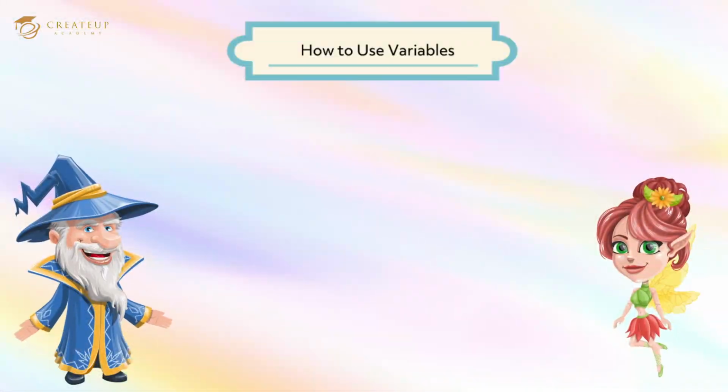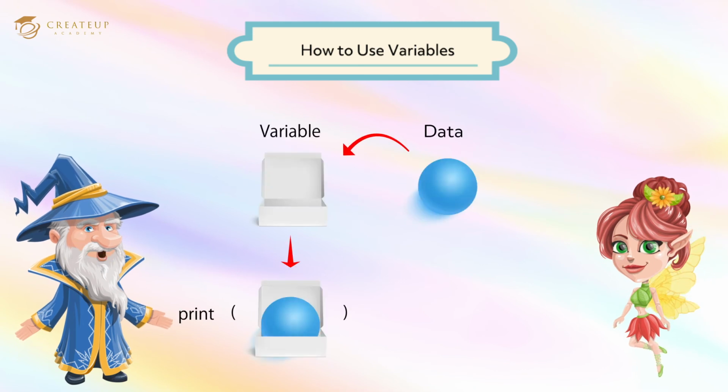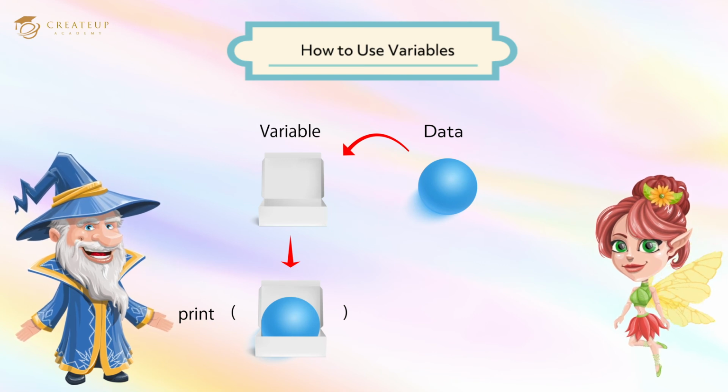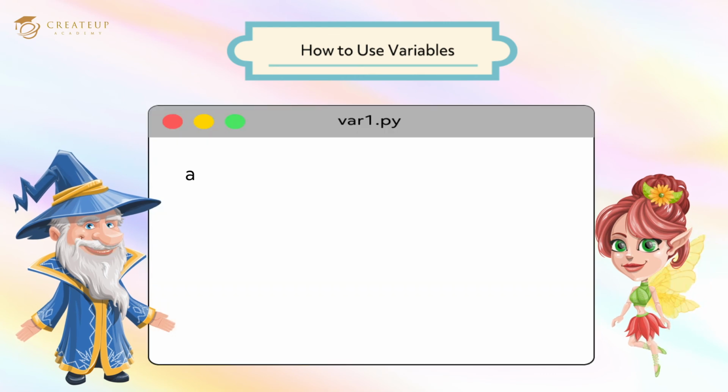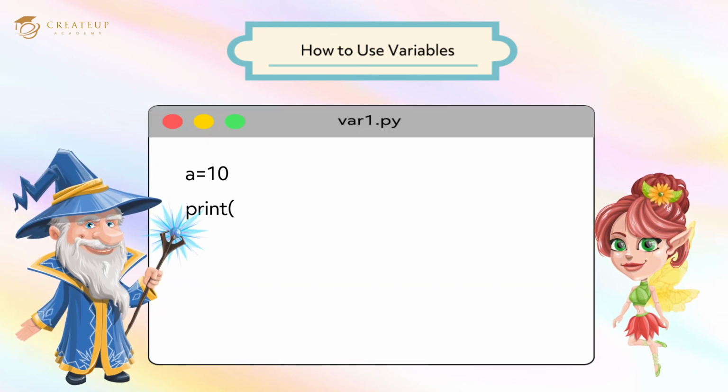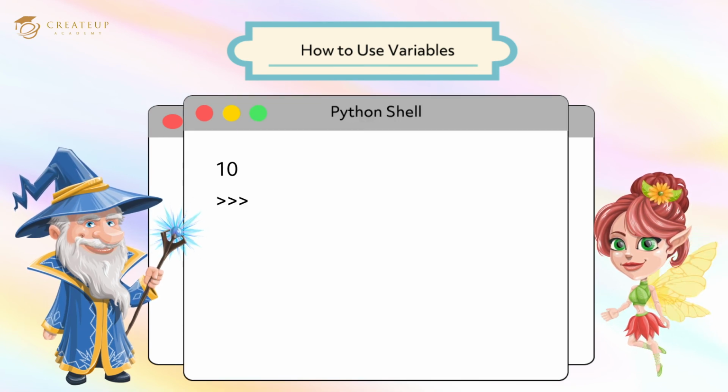How to use variables. When writing code, data can be used by putting it in a container called a variable. Variables that contain data can be used instead of that data. Now, let's put the value in the variable and display it. Create, save, and run the following program. The content of the variable is displayed.